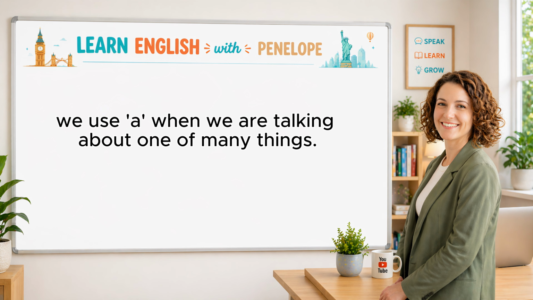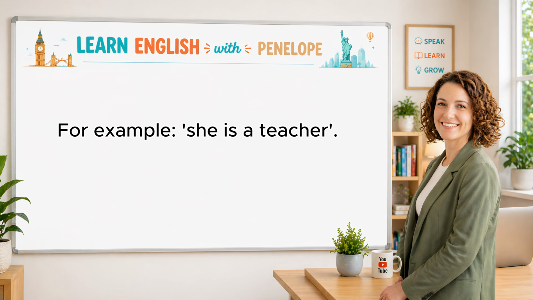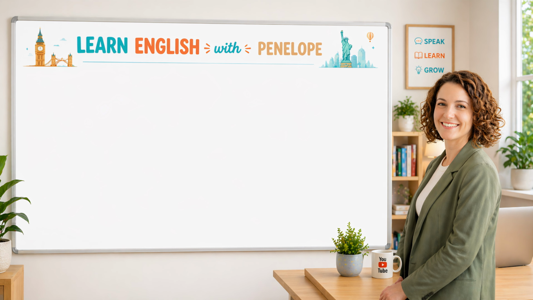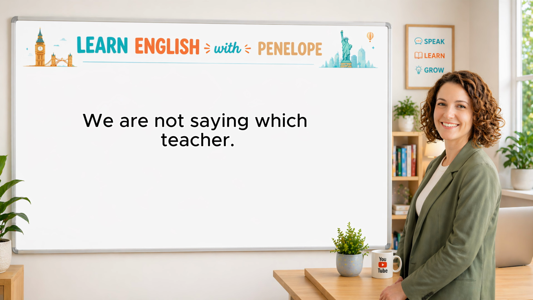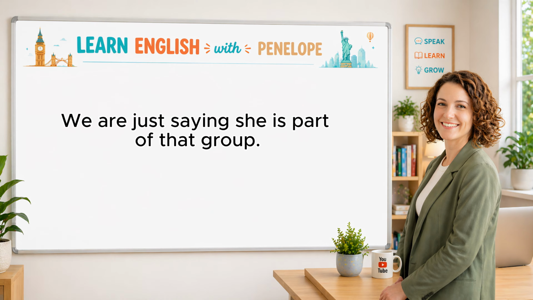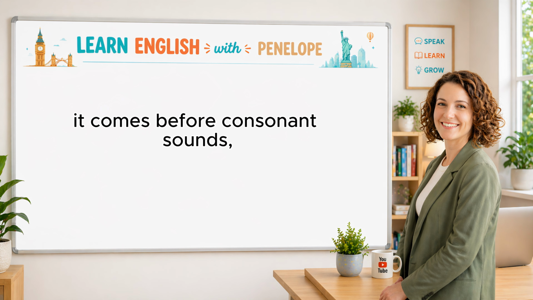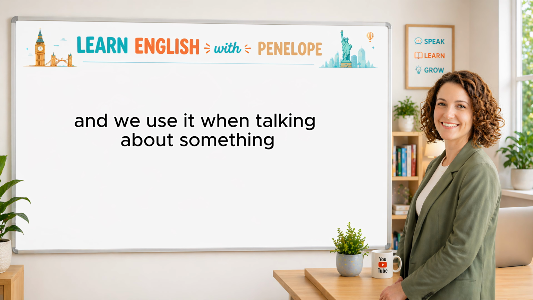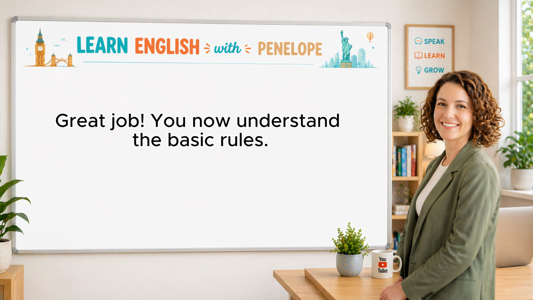Also, we use "a" when we are talking about one of many things, not a specific one, just any one. For example, she is a teacher. That means she is one teacher. She belongs to the group of teachers. We are not saying which teacher. We are just saying she is part of that group. So to remember this, "a" is for one thing. It comes before consonant sounds. And we use it when talking about something for the first time or something that is not specific. Great job. You now understand the basic rules.